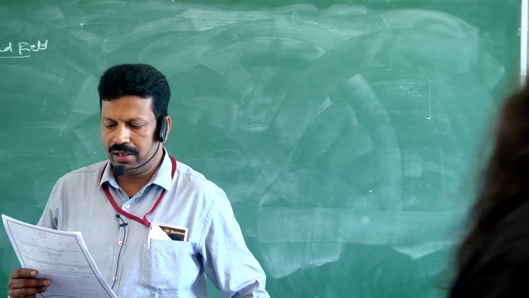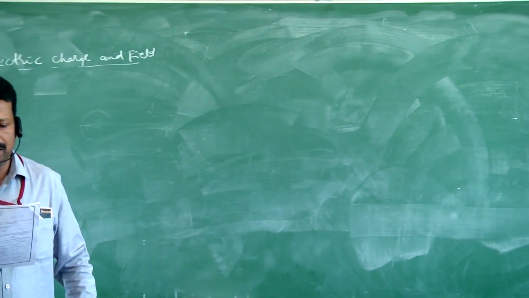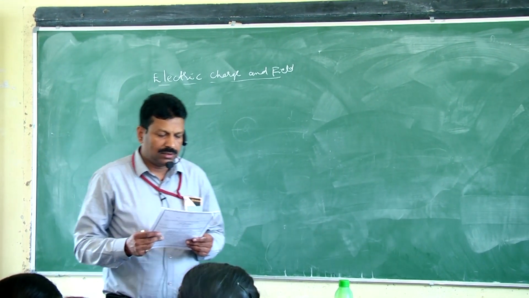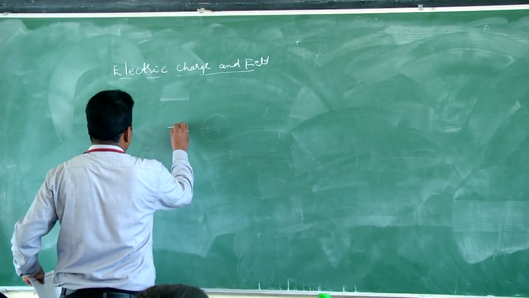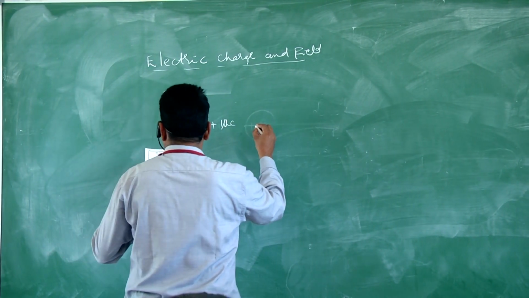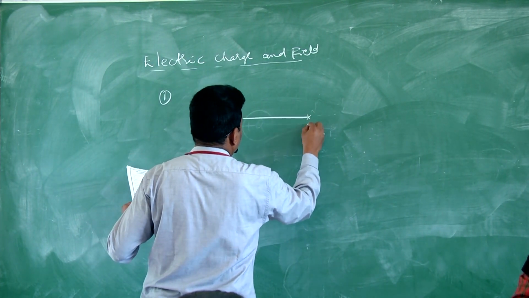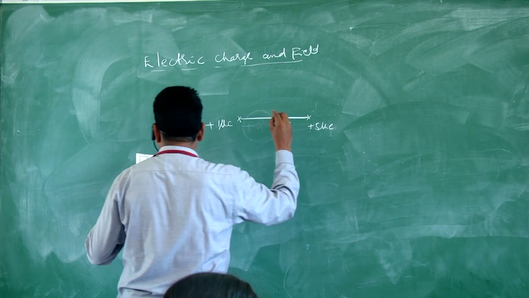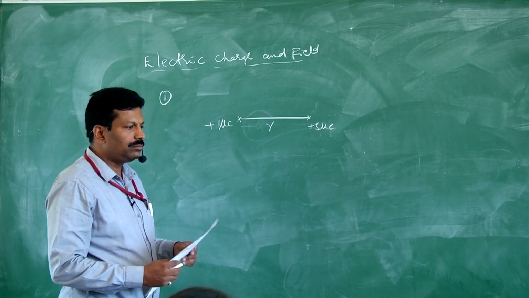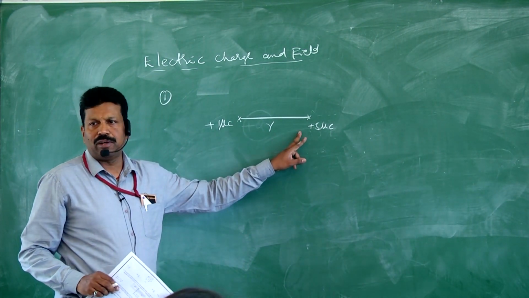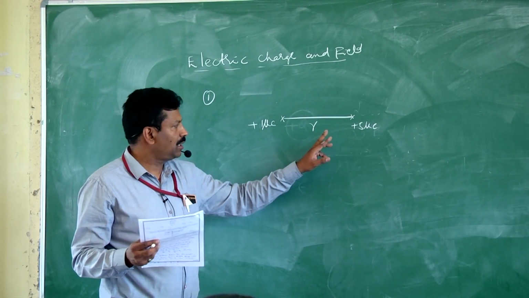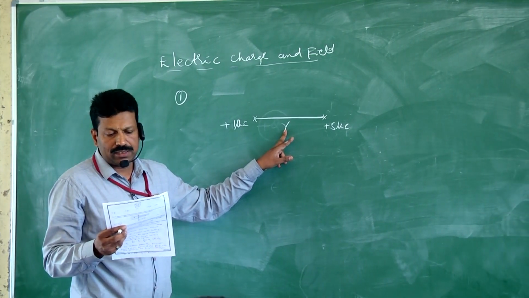Okay. First question. There are two charges, plus 1 microcoulomb and plus 5 microcoulomb, separated by certain distance. So I have plus 1 microcoulomb here and plus 5 microcoulomb. It is separated by certain distance. So for reference, we'll take it as R. Plus 1 and plus 5 microcoulomb. So separation between them, they are not given any reference. I mean distance they are not given. We'll take it as reference R.